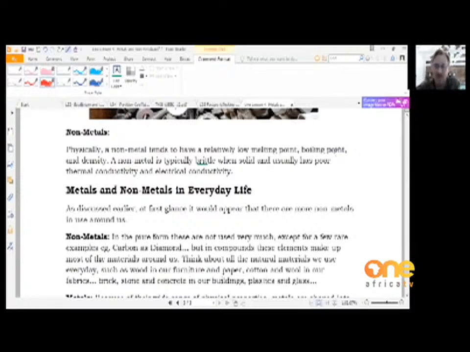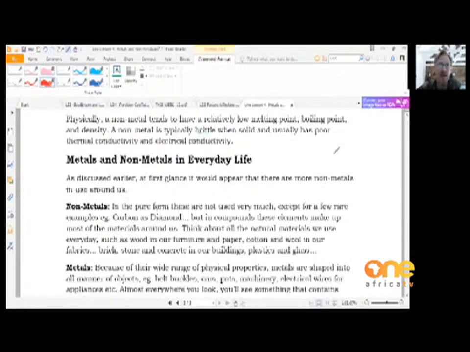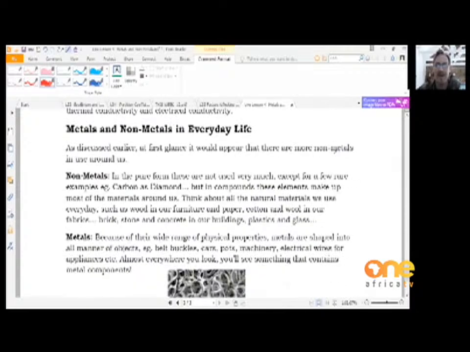Okay, moving on to discuss metals and non-metals in everyday life. As we discussed earlier, at first glance, when you look around you, and literally, I'm looking up, I see the wooden roof beams in the roof of the house here, walls made out of concrete and cement and stone, bricks, all of that's non-metal.